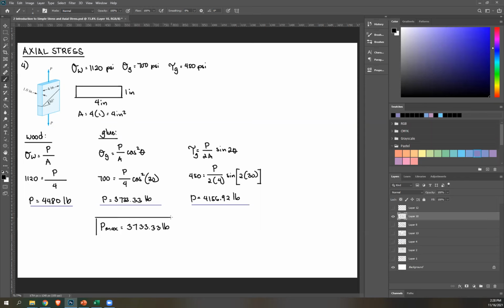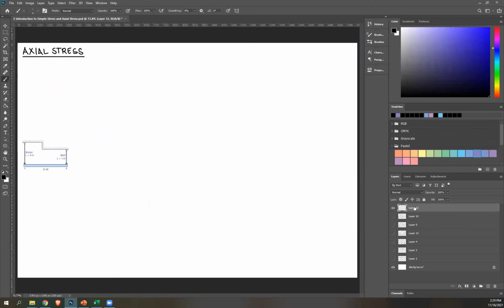You already know when looking for the maximum value of force, you choose the smallest number. And that's number 4. Do you have any questions for number 4? Please answer in the chat. No questions, great. Let's now continue to number 5.